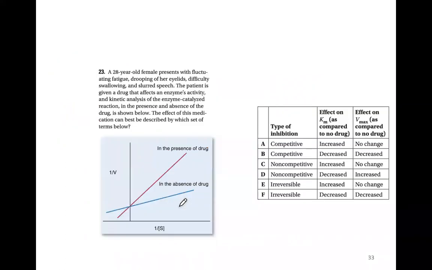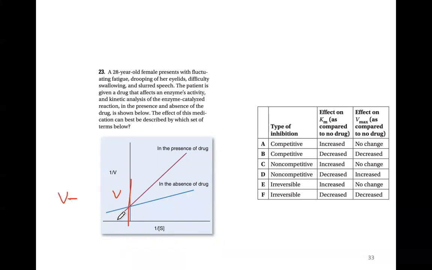Now for the final question. A 20-year-old female presents with fluctuating fatigue, drooping of her eyelids, difficulty swallowing, and slurred speech. The patient is given a drug that affects the enzyme's activity, and kinetic analysis of the enzyme-catalyzed reaction in the presence and absence of the drug is shown. So here are the lines. So we said y-intercept is Vmax. Is Vmax different for both? No, they are the same. So Vmax is not changing.